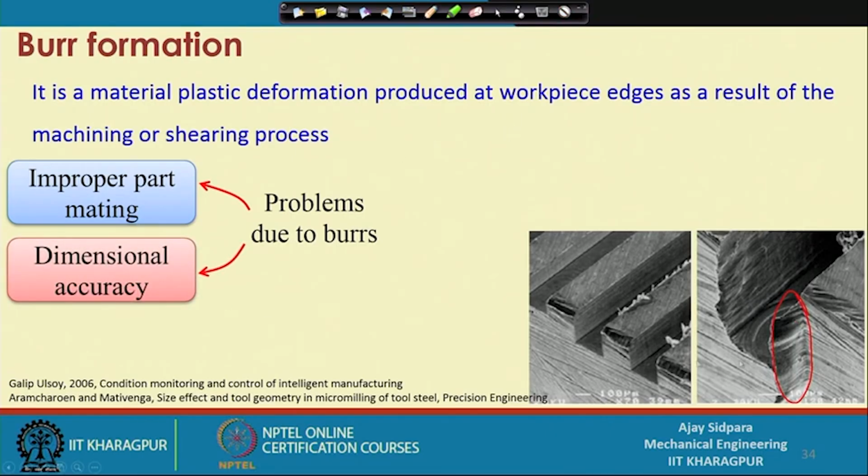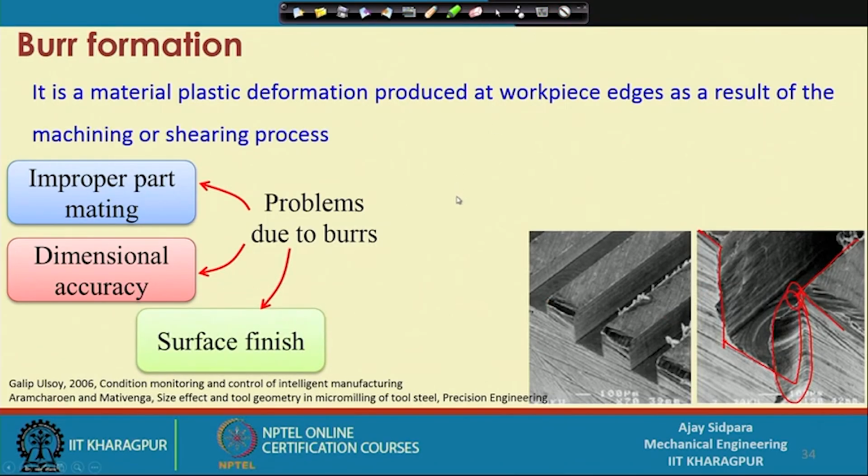Then dimensional accuracy, because we know that we have to measure our dimension from this particular edge. This is the actual shape of the part, but because of the presence of the burr, it is also difficult to measure at micro scale from which location we have to start the measurement. Suppose we want to measure the length of this channel, then the starting point is very confusing unless you remove this burr properly. So, dimensional accuracy is also a problem.